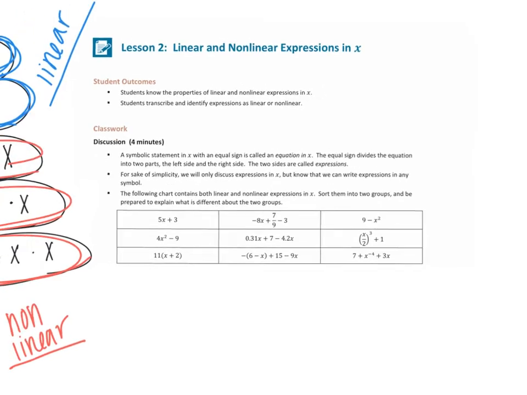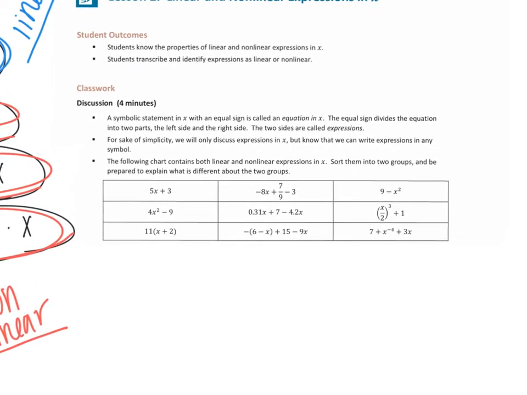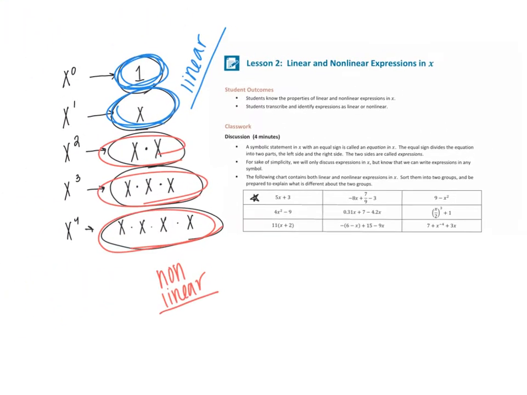All right, so moving forward with our examples right here, we have a bunch of expressions, and again, expressions are statements that don't have an equal sign, written in these boxes below. There's 9 of them. We're going to determine if each one is linear or non-linear. So looking at this one right here, we have 5x plus 3. Now that x, does it have an exponent of 2, 3, or 4? No. Does it have an exponent of 1? Well, it doesn't look like it.